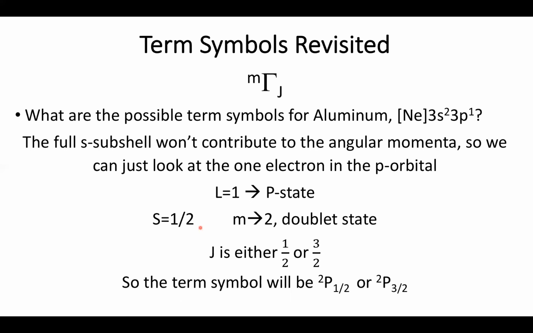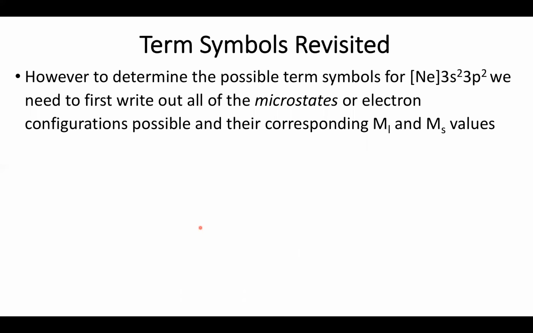into an incomplete subshell. So things get a bit messy once I reach silicon, which has two electrons in an S subshell and two electrons in a P subshell. So in order to try and figure out our term symbol for this species, we have to write out all of the possible electron configurations, or as chemists like calling them, microstates.